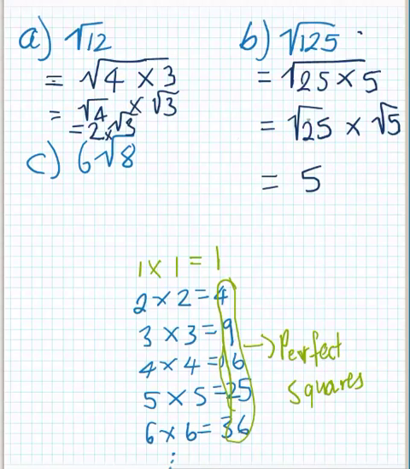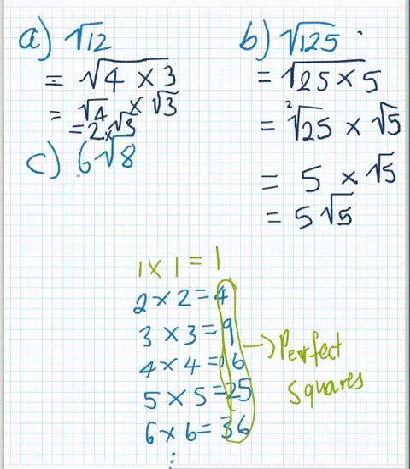And if you've forgotten how to read this, remember there's an invisible 2 out here saying a number times itself twice to give us 25, the number is 5. And we can see it down here. And times the square root of 5, we can't simplify the square root of 5 anymore. And so our answer is 5 square root 5. And we're done. With C, we've got 6 times the square root of 8.